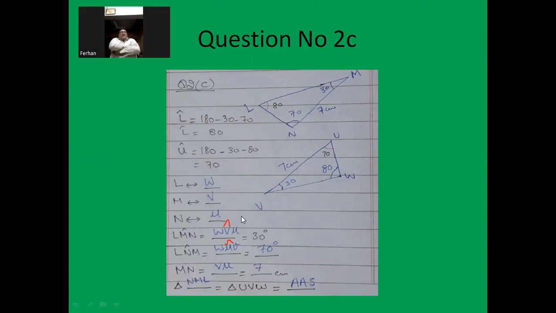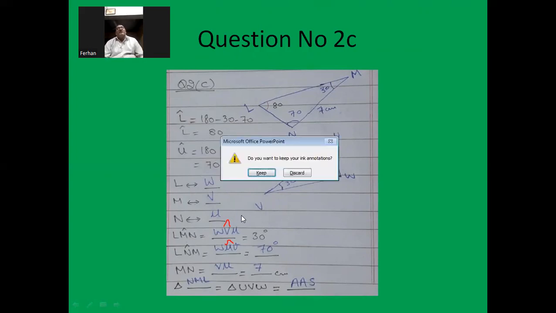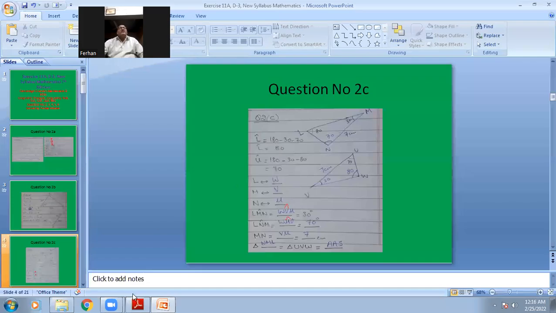So the LMN is equal to WVU, that's 30 degrees. LNM is WUV, that's 70 degrees. And the MN is equal to the VU, and both are equal to 7 centimeters, that's given. So I can say that the triangle NML is congruent to the triangle UVW, and the reason is angle, angle, side. In these two triangles, two angles are the same, and one of the sides is the same. So they are congruent to each other. So this is how you do it.